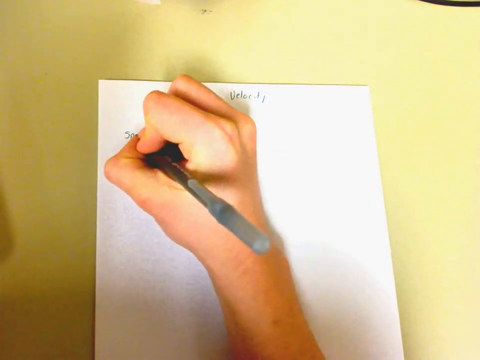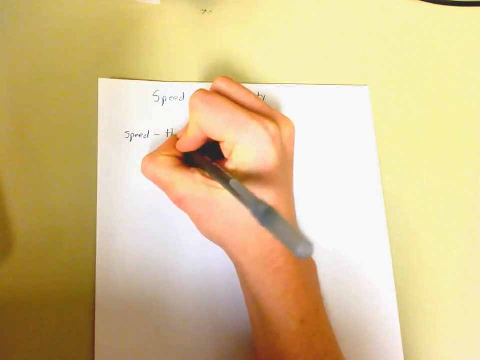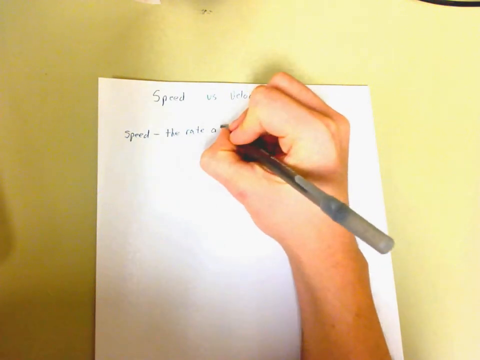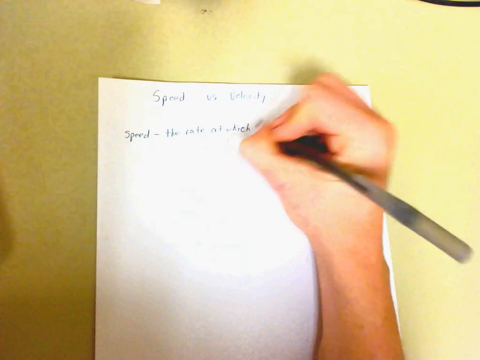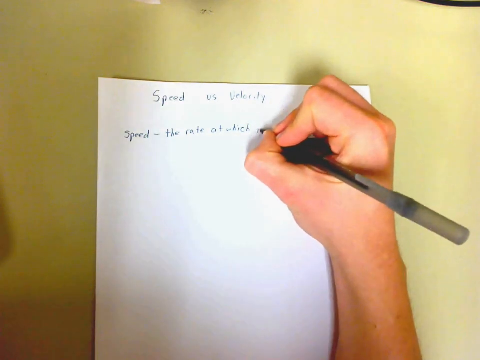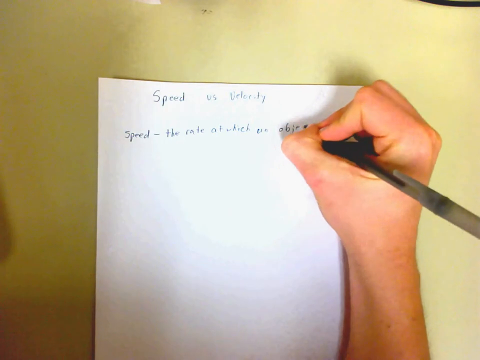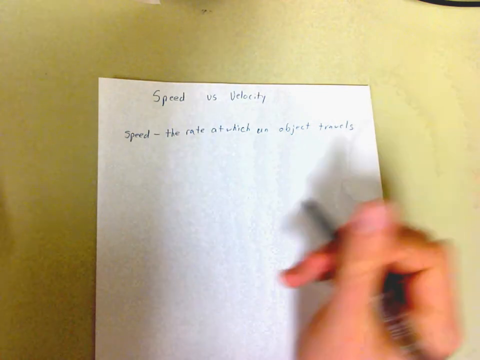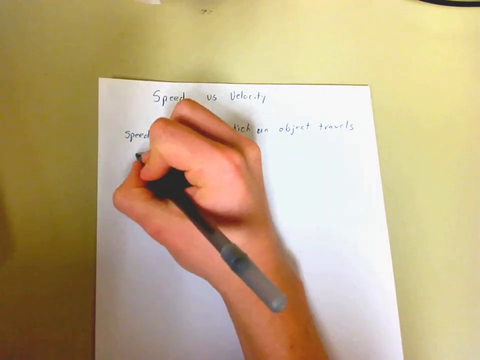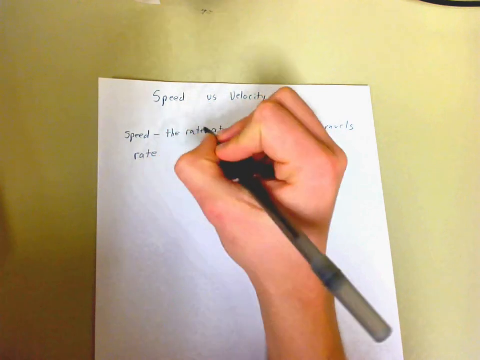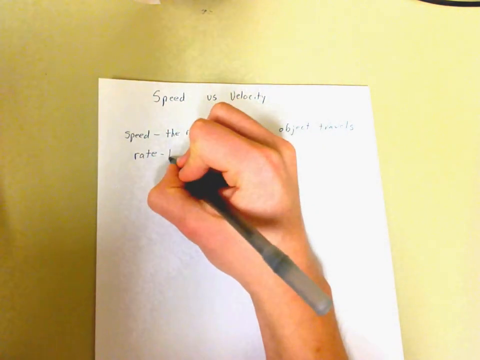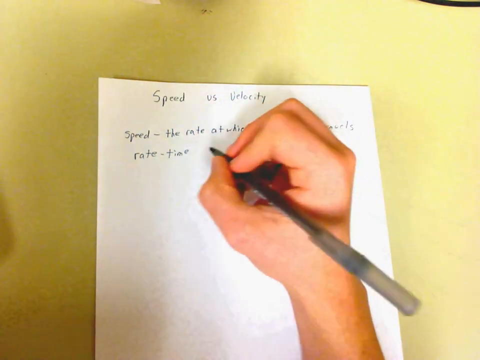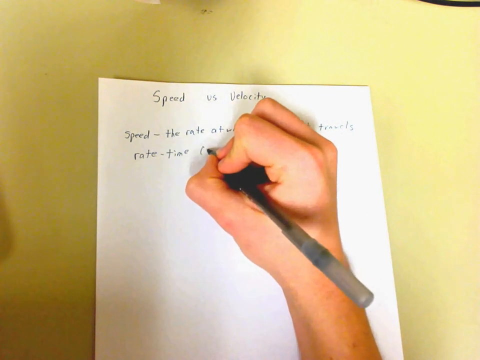Speed is the rate at which an object travels. Now, whenever we talk about rate, maybe I should write first and then talk some more. Whenever we talk about rate, rate always has to do with time. So we're going to have some form of time measurement with our rate. Time. And in this class, it'll typically be seconds. So you could just write the abbreviation for seconds.